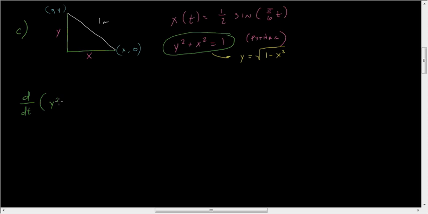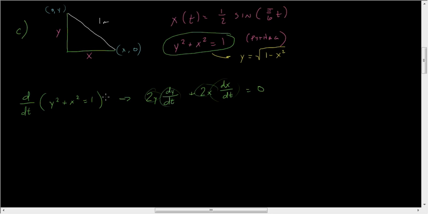So y squared plus x squared is equal to 1. When I take the derivative, I get 2y dy/dt. I'm using dy/dt because if I put y prime, you'll think it's with respect to x, and it's not. So we have 2y dy/dt plus 2x dx/dt. This is your chain rule. We're using the sum rule for derivatives and the chain rule. It's the derivative of the outside, which is 2y, times the derivative of what's inside, which is dy/dt, plus the derivative of the outside, which is 2x, times the derivative of what's inside, which is dx/dt, and that equals 0.